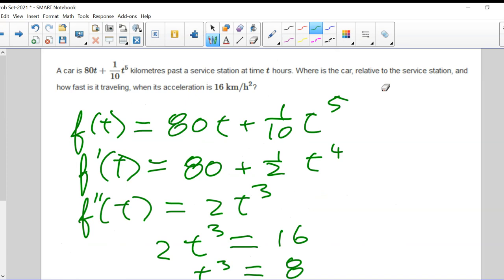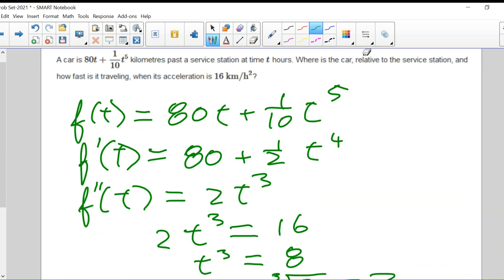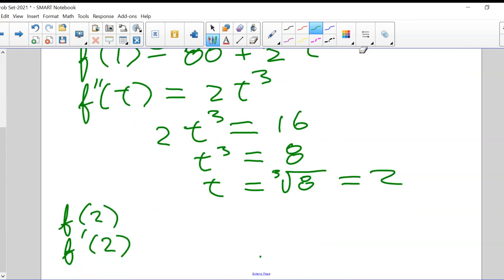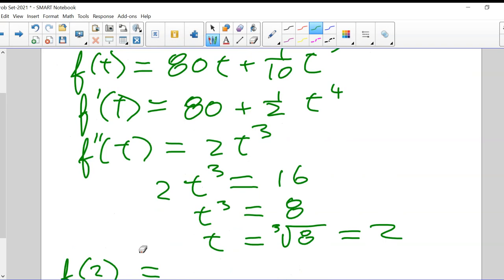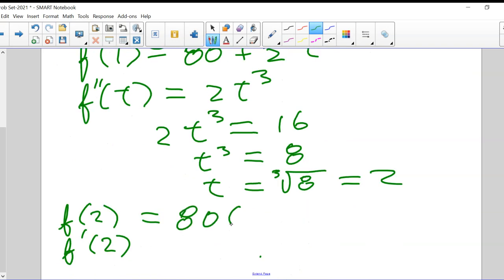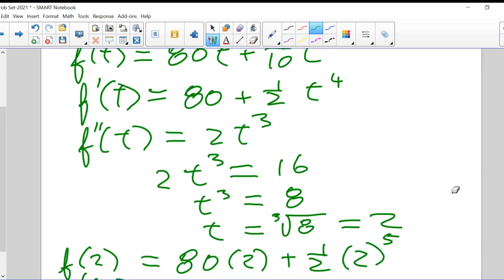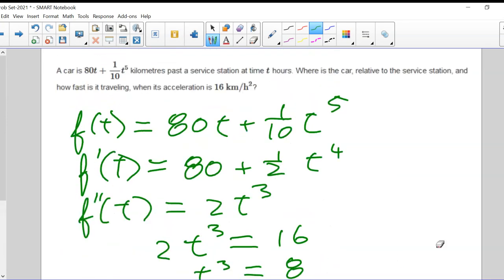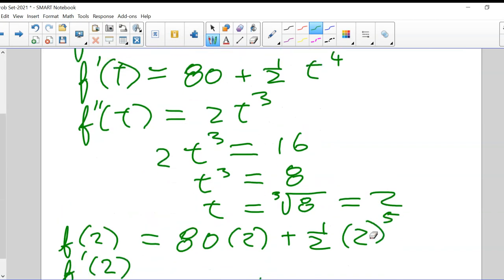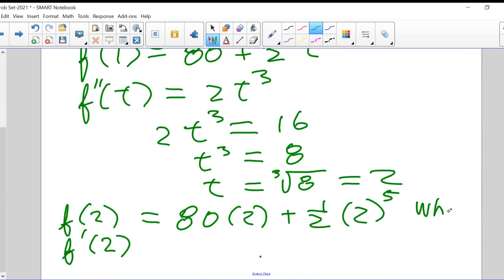So sometimes the questions are getting you to get an answer in one derivative and take that answer and put it into another derivative or into the original function. That's exactly why I'm doing this question with you, because this could be the kind of question that I put on an assignment, along with the other stuff that you have there already. So the f of 2, of course, is just simply putting 2 into the function, which is 80t plus 1 over 10 times 2 to the power of 5. Just work that out and finish that up. And this answer answers the question of where.